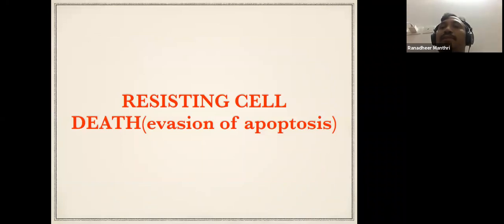Next, resisting cell death. I said about the hallmarks of cancer: self-sufficiency in growth signal, evasion of growth suppressors, then neovascularization, and the next thing, resisting cell death, evasion of apoptosis. So what we are targeting is that most of the cancer cells evade apoptosis. To stimulate that apoptosis, we are giving immunotherapy. Next slide, please.